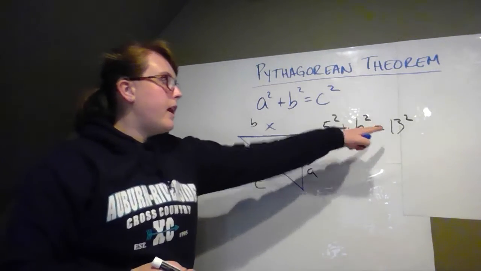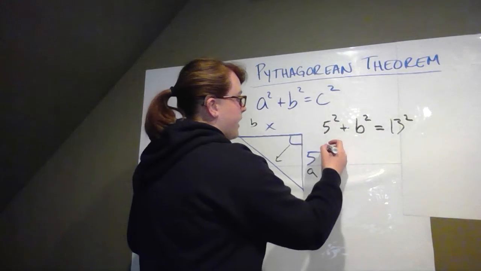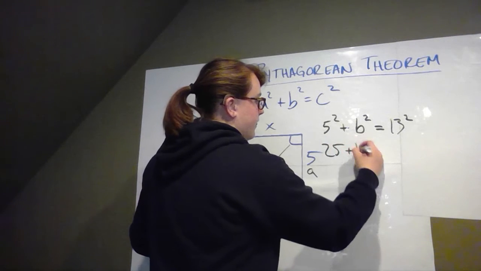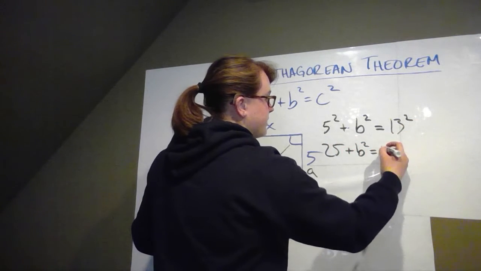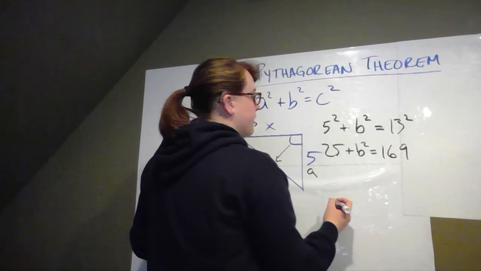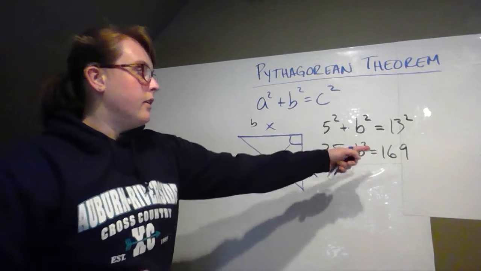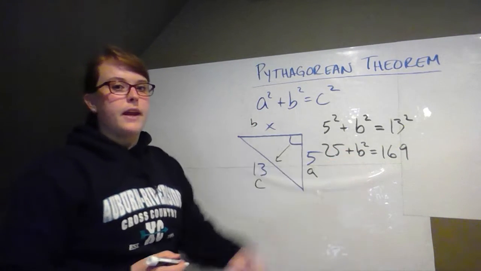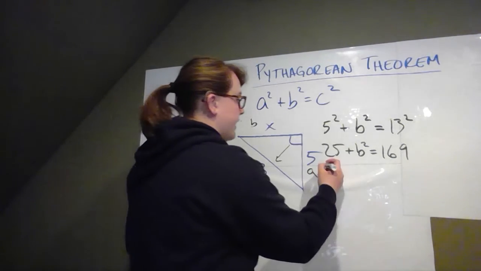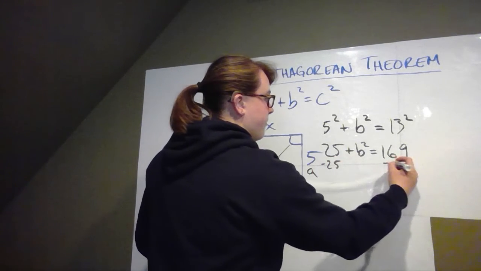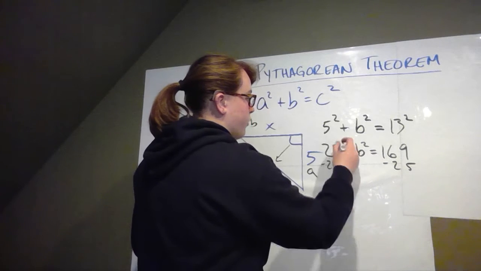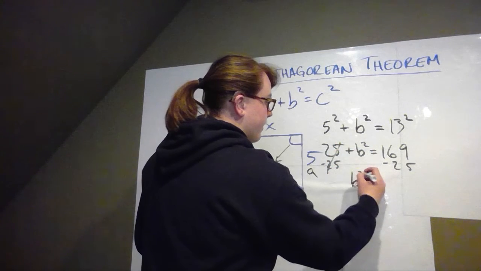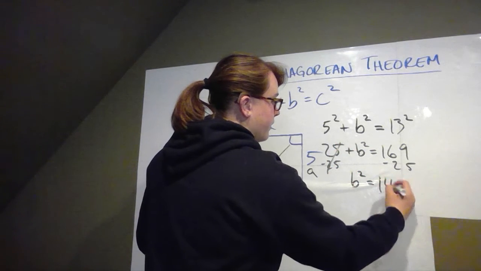Then we want to square 5 and square 13. 5 times 5 is 25. 13 times 13 is 169. Then once we get here, we need to solve for B. So to do that, I need to subtract 25 from both sides. And so we're left over here with just B squared equals 144.